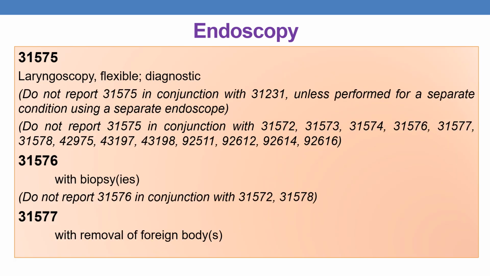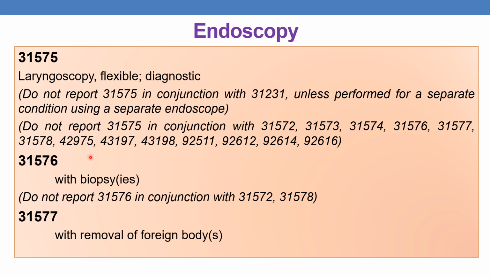The next is 31575. It deals with laryngoscopy flexible diagnostic. And do not report 31575 in conjunction with 31231 unless performed for separate condition using separate endoscope. And do not report 31575 in conjunction with 31572, 73, 74, 76, 77, 78 and 42975, 43197, 43198, 92511, 92612, 92614 and 92616.